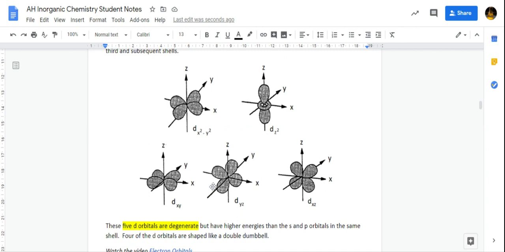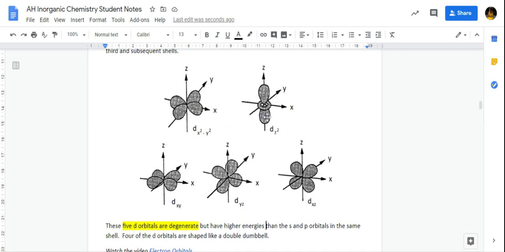The dxy, the dyz, and the dxz all have similar shapes, and if you look at the lobes of the dumbbell, they lie between the axes. So for the dxz, the lobes lie between the x and the z axes. For the dyz, the lobes lie between the y and the z. And for the dxy, the lobes lie between the x and the y axes. The dx squared minus y squared orbital, the lobes lie along the x and the y axes.